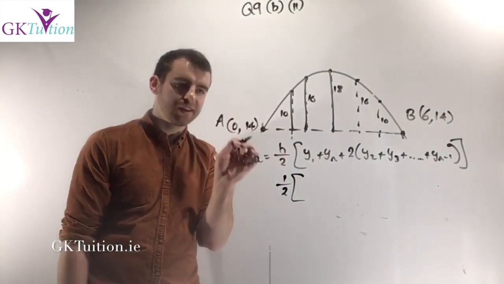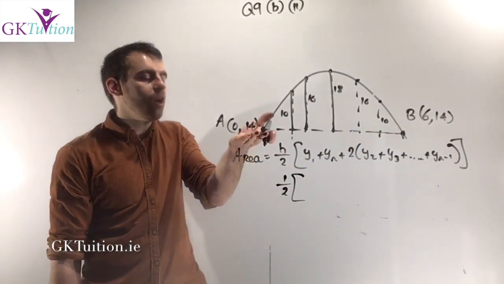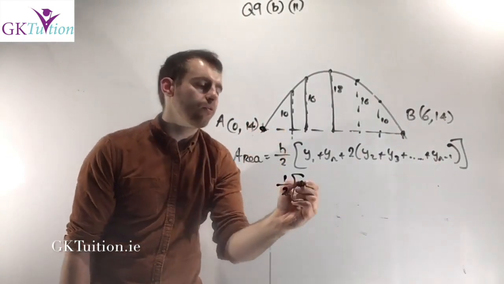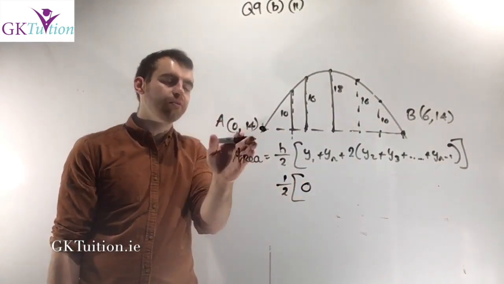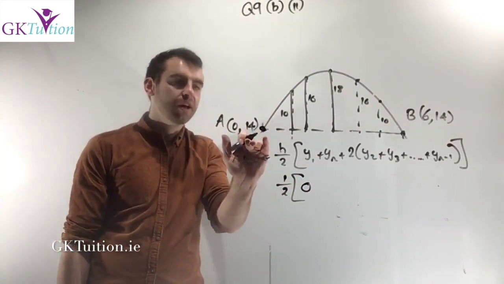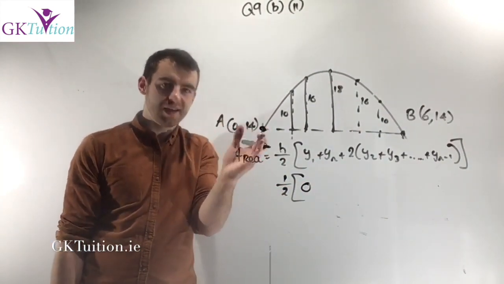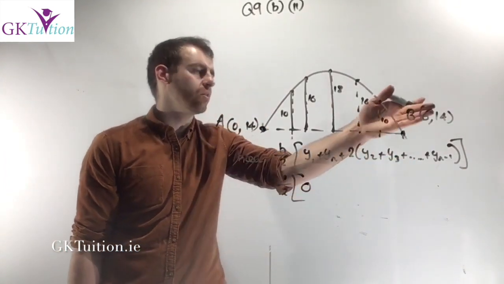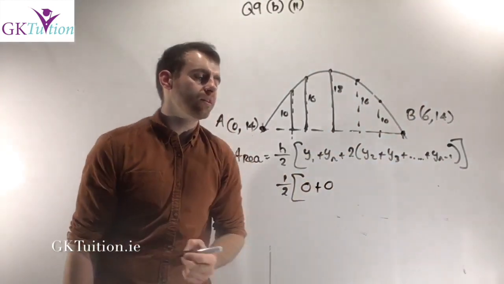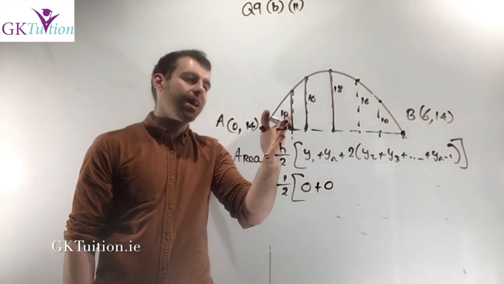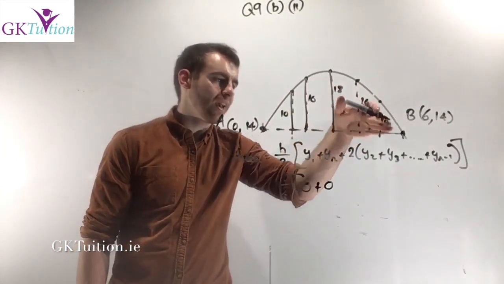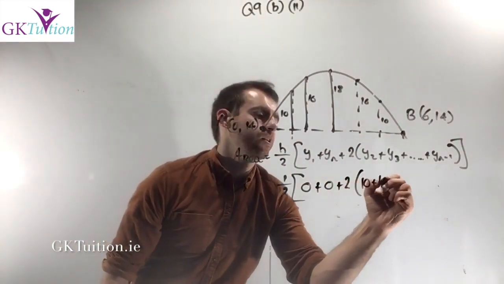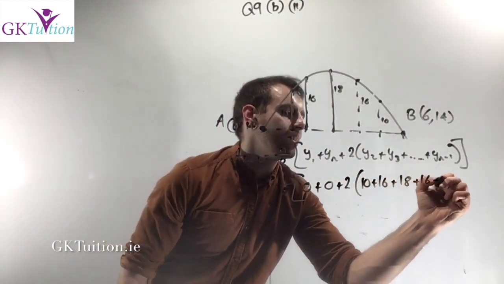The first height here is 0, because remember, I'm only getting the area above the line y equals 14. So the first height refers to this one here. The first height is 0 because the first point, 0, 14, the point A, is actually on the line. It's not above the line. So in that case, it's just a 0. The last height is also a 0, because B is also 6, 14. So the first height is 0 and the last height is 0. The second height is 10, then 16, then 18, then 16, then 10, and then I'm back where I started. So it's going to be 2 times the second height, 10 plus 16 plus 18 plus 16 plus 10.